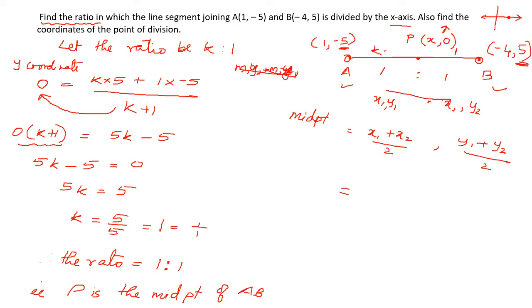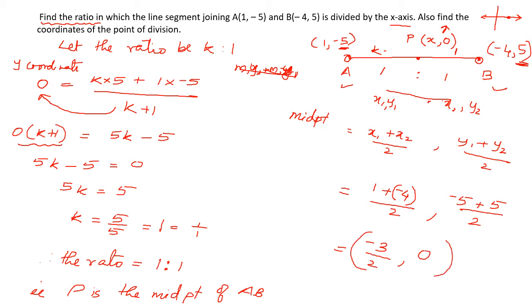For A and B, the x values are 1 and minus 4. So it is (x1 plus x2) by 2, comma. Now we'll take the y values. For A, it is minus 5, and for B, it is 5. So minus 5 plus 5 by 2. That is equal to 1 plus minus 4, which is minus 3 by 2. And minus 5 plus 5 is 0, by 2 is 0.